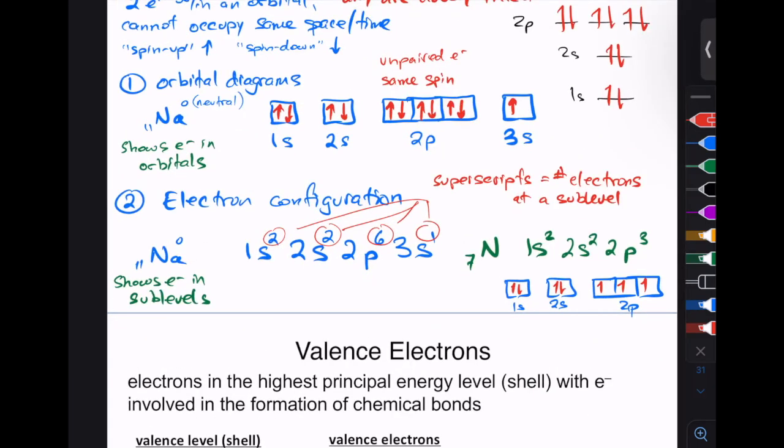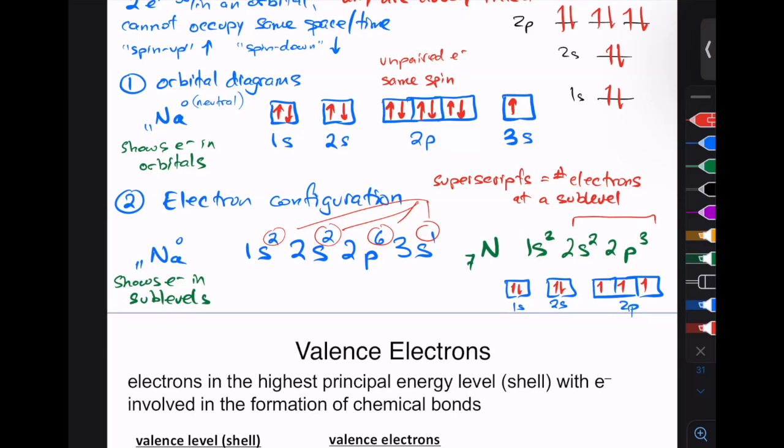So it's just getting used to that. Now, it would become hopefully obvious in a little bit how else the electron configurations are useful without having to show the orbital diagram boxes, because of the number of electrons at a sublevel. How many electrons in nitrogen are at the n equals 2 principal energy level? There's 5. And that's going to become important in a little bit when we start talking about the valence electrons.